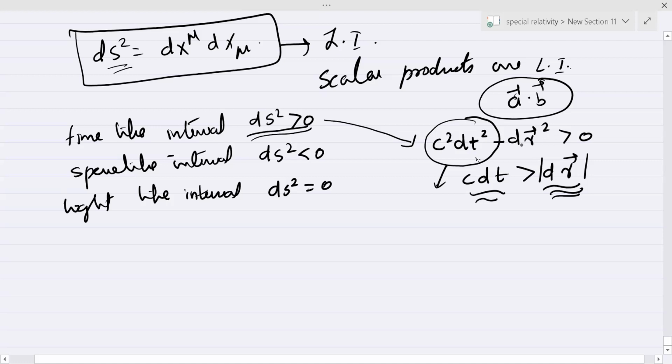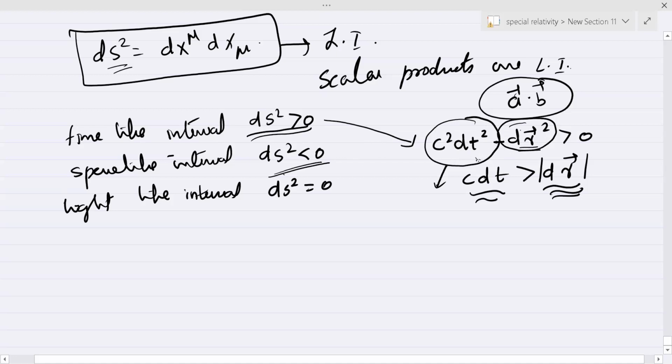In a similar manner, if this part is dominating, then this ds square would be negative, right? Then we say it's a space-like interval, because this spatial separation is greater than the temporal separation. With a c square there, that c square has to be there because you need the same unit system. Is this clear?